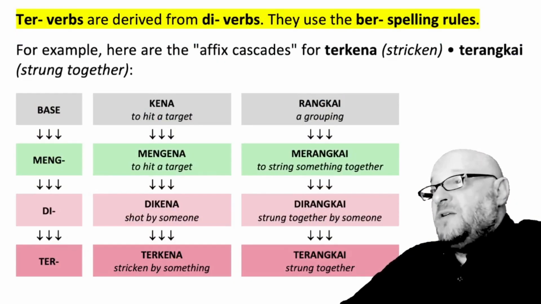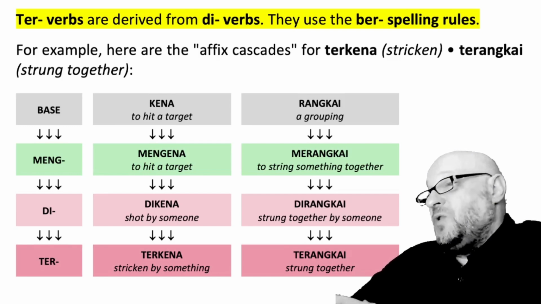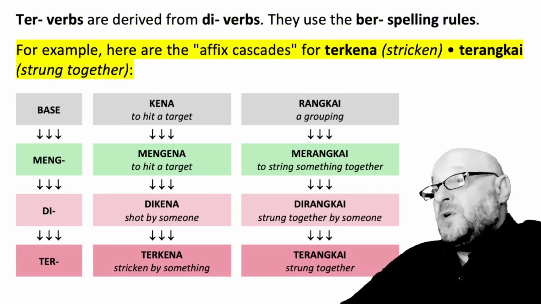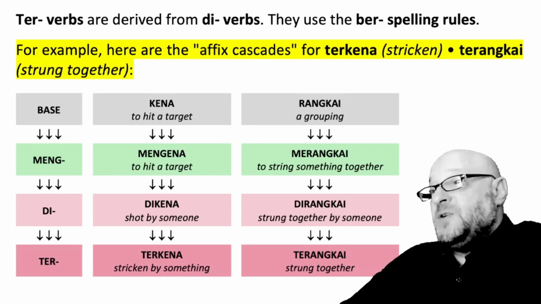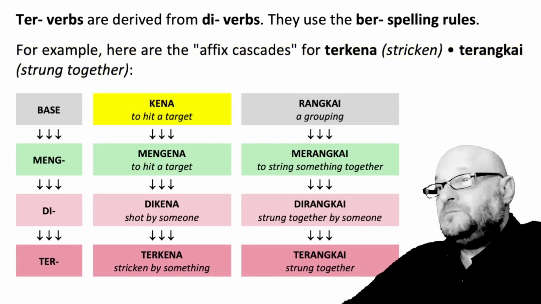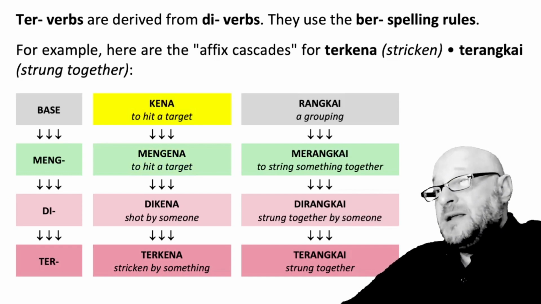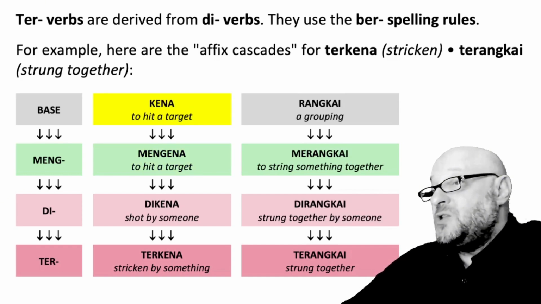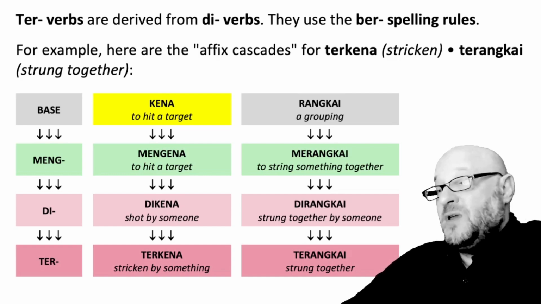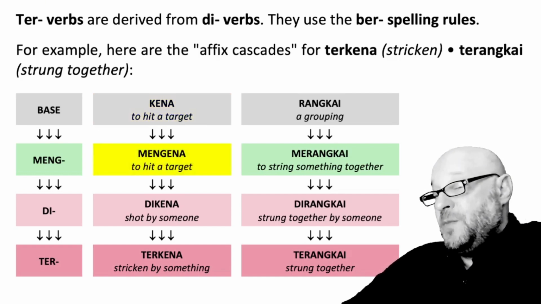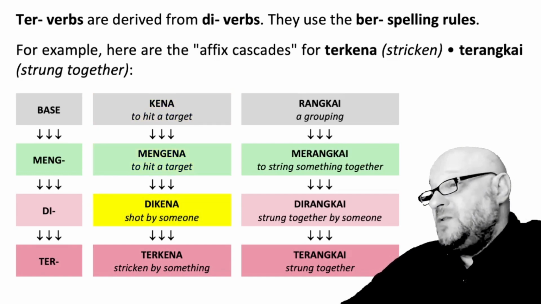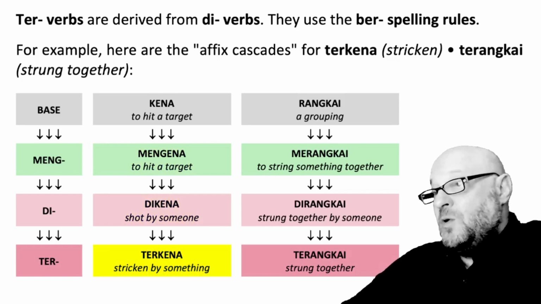Ter- verbs are derived from di- verbs. They use the standard spelling rules. For example, here are the affix cascades for terkena, stricken, and terangkai, strung together. So, kena, to hit a target, is converted in the triage of the affix system to the transitive active verb mengena, to hit a target, which then can be converted to the di- passive verb dikena, shot by someone, or terkena, stricken by something.